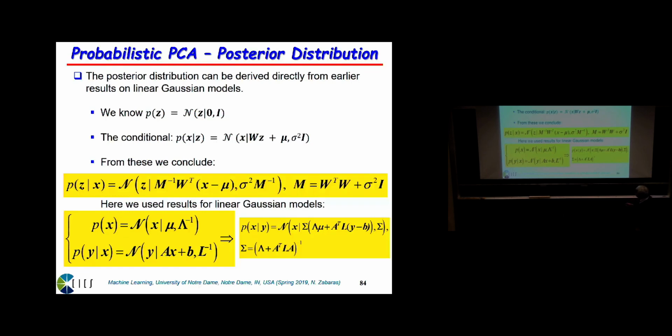Generally speaking, if I give you some high dimensional X, and you want to find some reduced representation, maybe the easiest thing to do is report the mean, which is M inverse W transpose (X minus mu). If you want to go beyond that, you can report the mean, and around it you can put some contours of the Gaussian with covariance sigma squared M inverse.